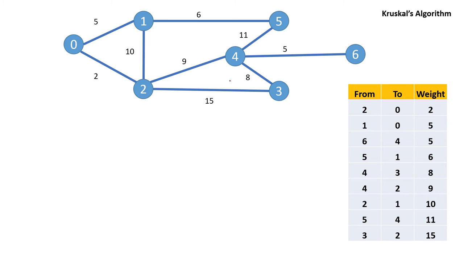So actually as it is an undirected graph, there is nothing called from and to, but just to denote I took a from and to. So we can swap or interchange this to and from also. If you see here, 2 to 0 the weight is 2, that is the minimum weight. Then I have 1 to 0 5, and then in similar fashion I have 5, 5, 6, 8, 9, 10, 11, 15 in ascending order I have sorted.